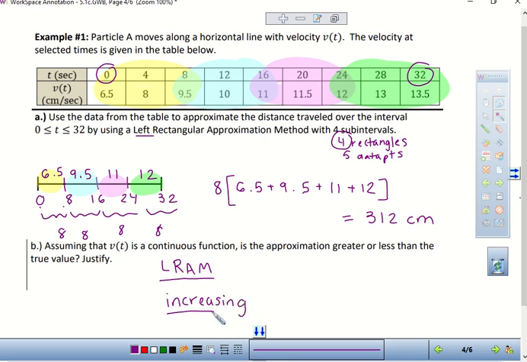So LRAM increasing. When we're dealing with a function and we have LRAM increasing, is that an under or an over approximation? Under approximation. You guys get the gist of it, hopefully? Okay. Your table will help you with that.